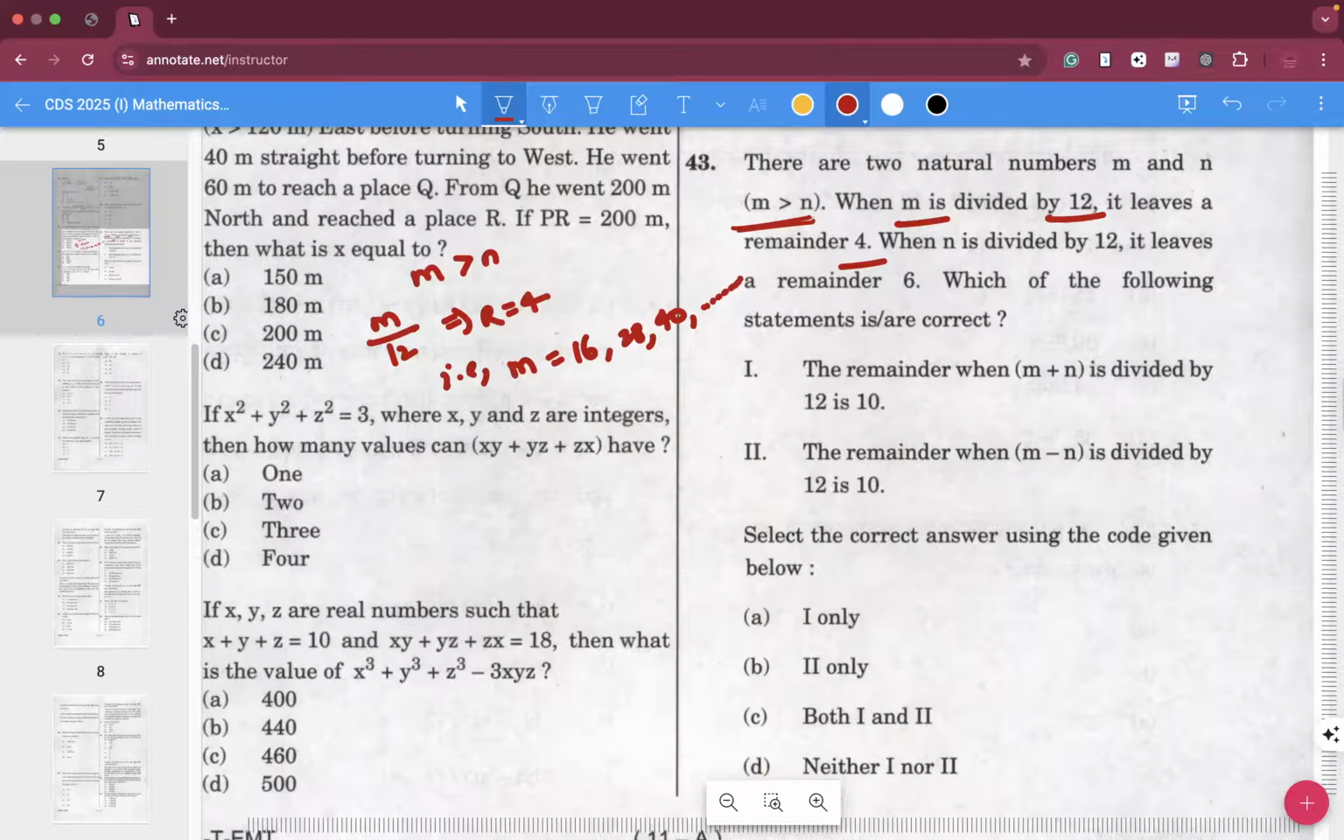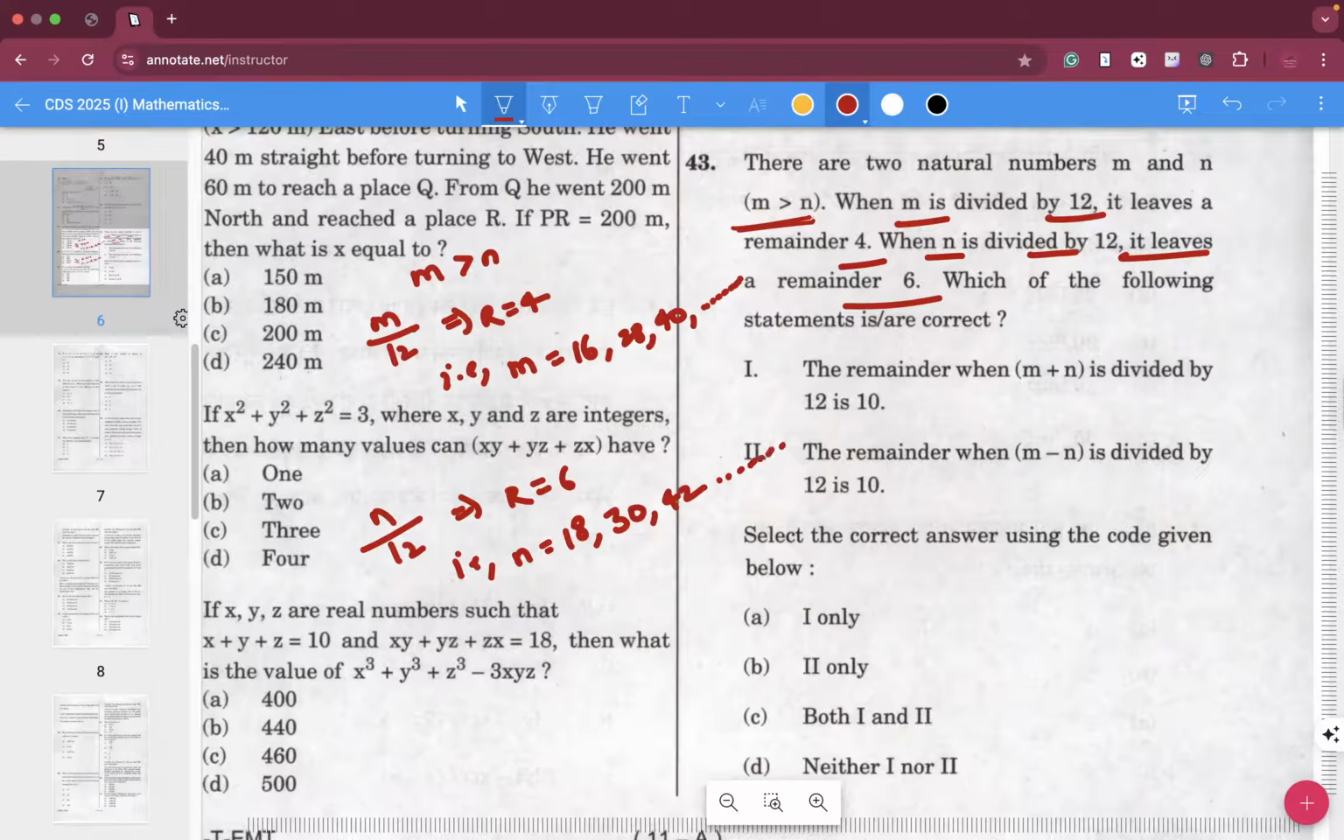And now they are also saying when n is divided by 12, it leaves a remainder of 6. So n can be 18, because when you divide 18 by 12, you get remainder 6. The next number is 30, the next is 42, just adding 12 to it.